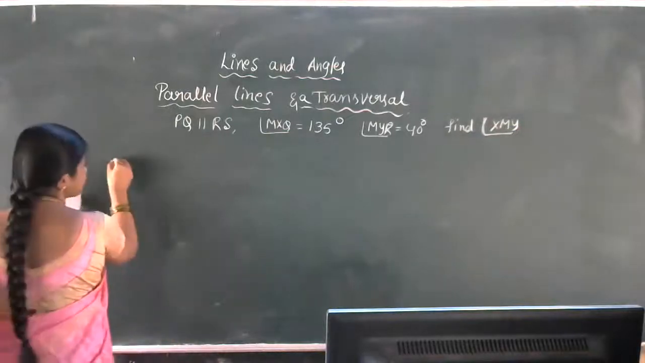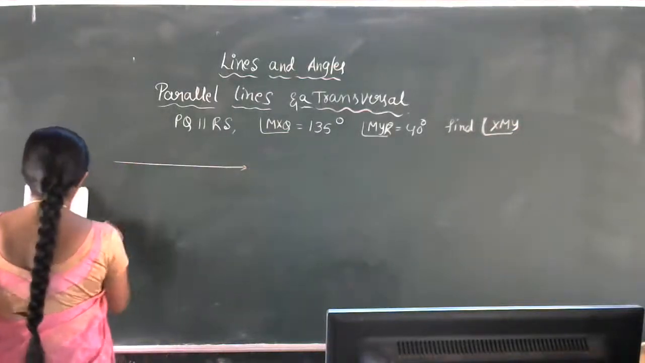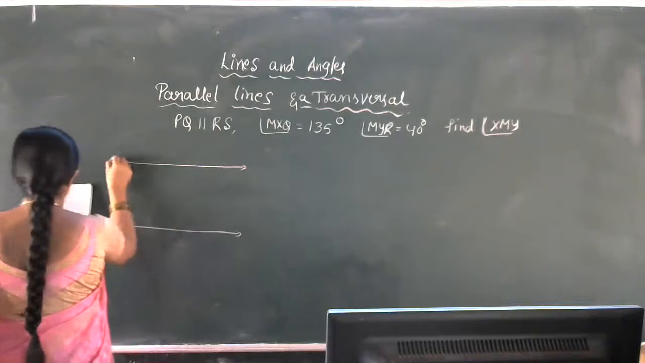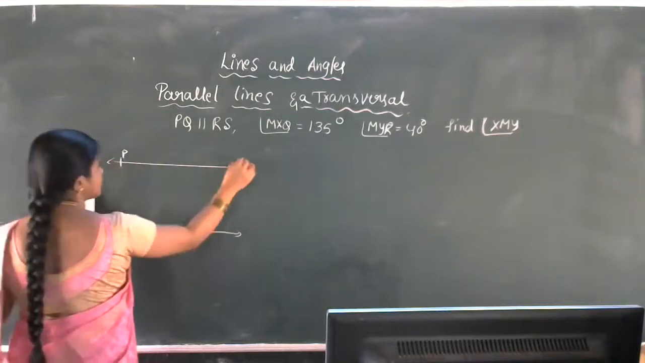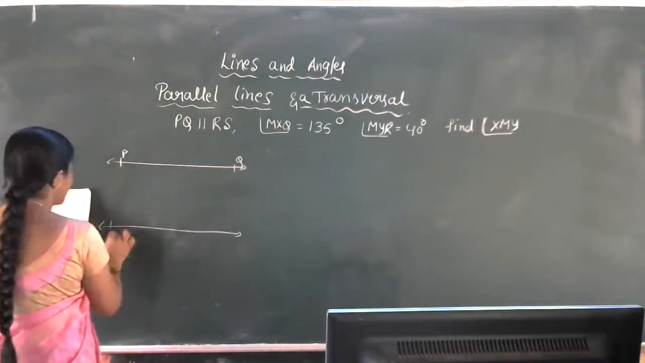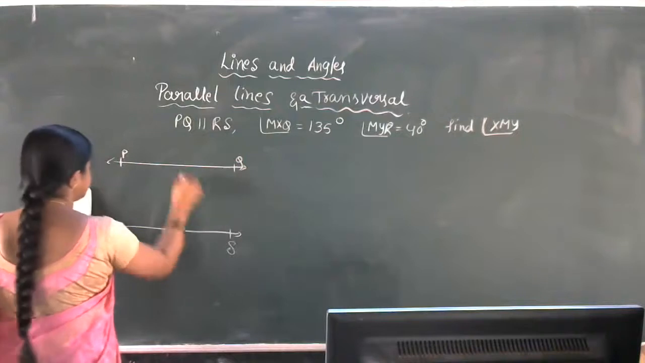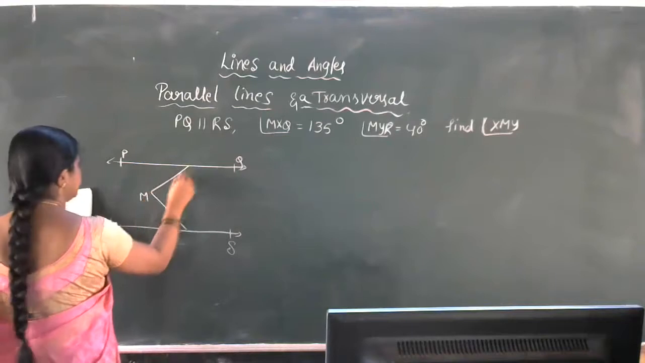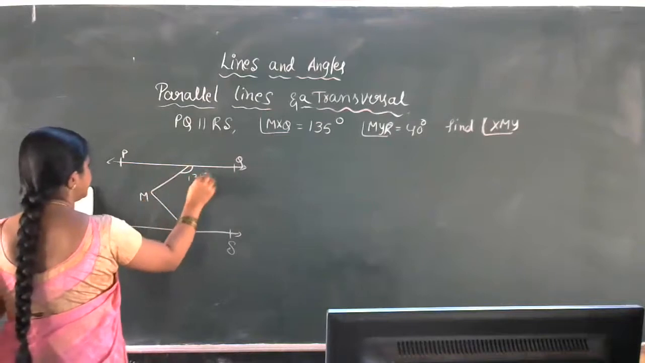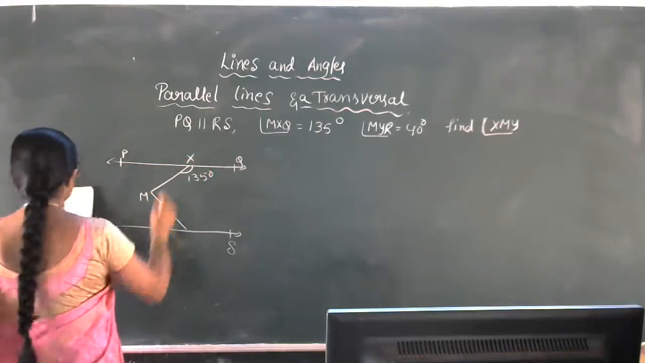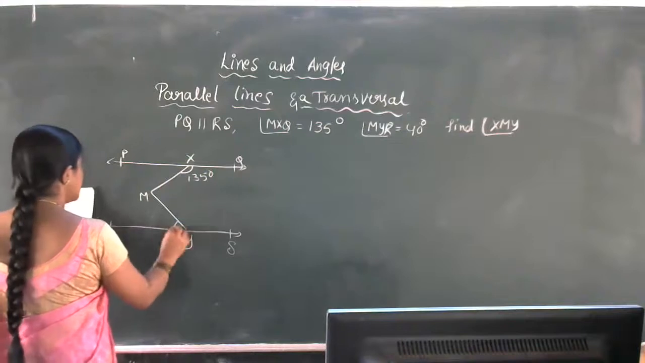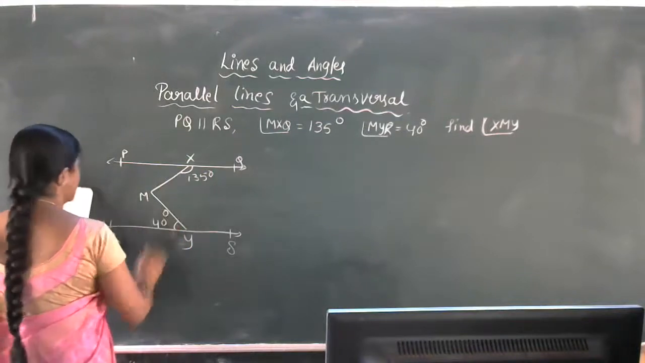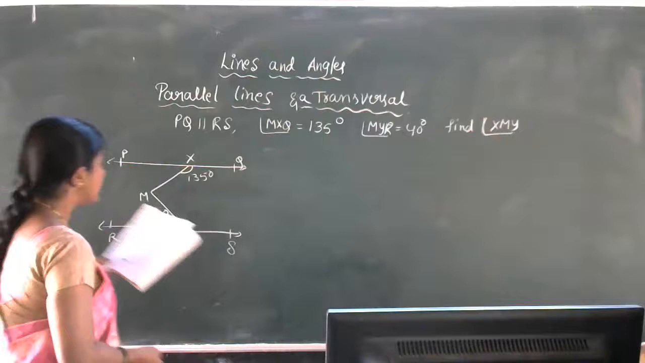So the diagram is given in the question only. The diagram is like this. Okay, so PQ is the first line, then RS. Here is M. This is 135 degrees. Then this one is X. This is Y. This is 40 degrees. Okay, so this is about the diagram.